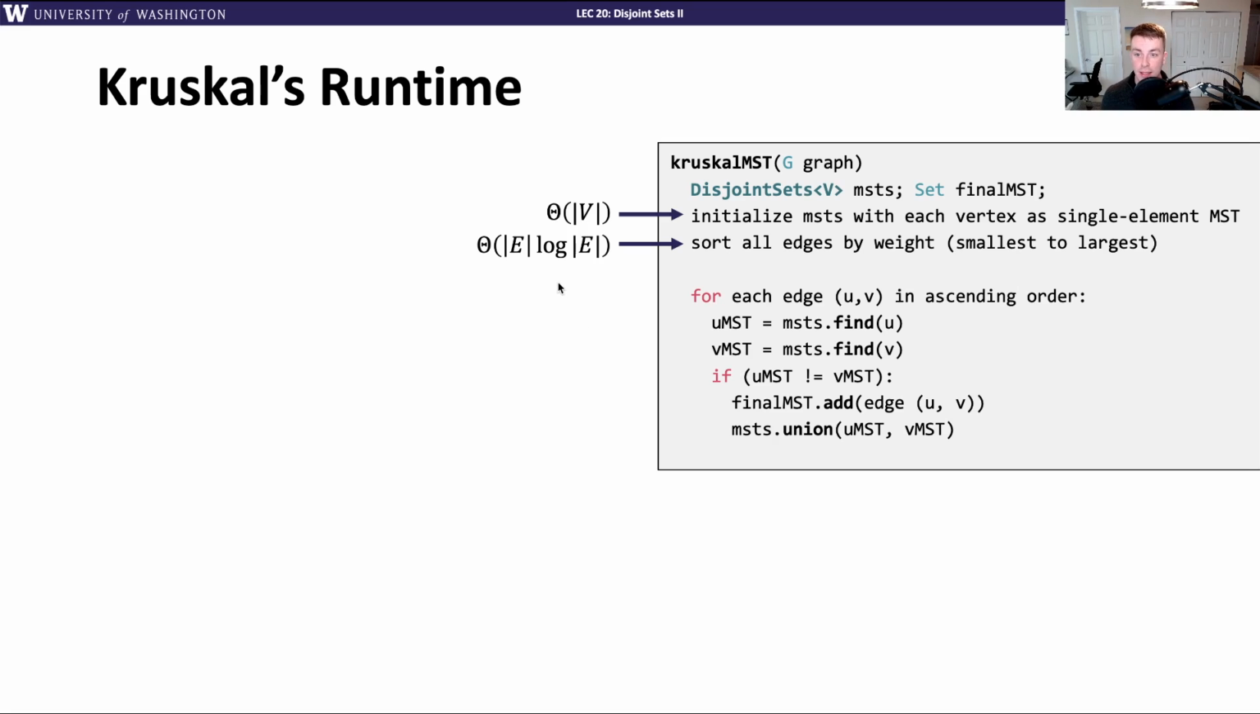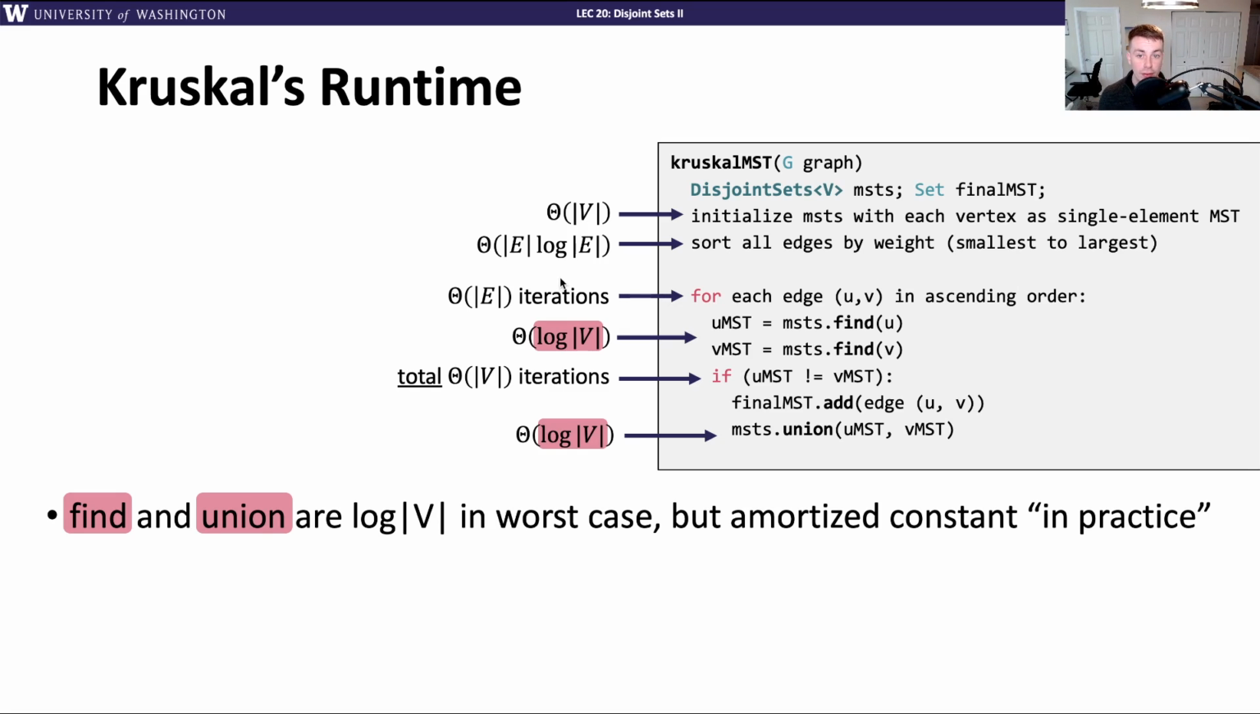And so now when we go through the rest of the algorithm, we're going to have this iteration over all of the edges. So we're going to do a loop e times. And then we do all of these operations on disjoint sets. So we have something like log v finds, and then this if statement for if we want to join the two together. Well, that can only happen at most v times because there's only v minus 1 edges in our minimum spanning tree. And so this if statement will only actually enter about theta of v times. And so then we get the union, which was also a log v operation.